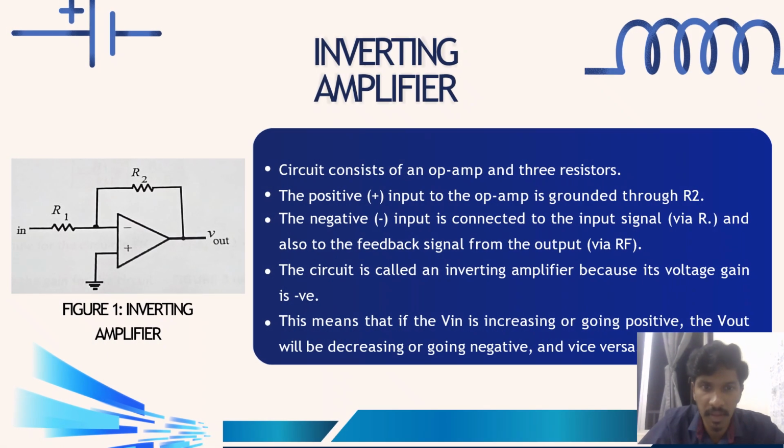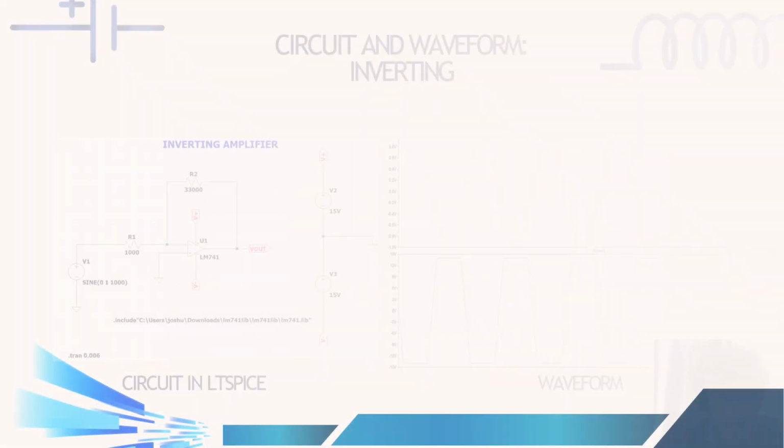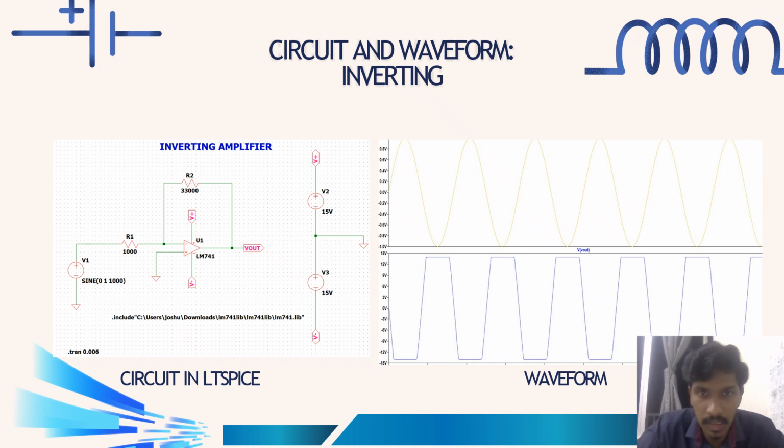An inverting amplifier is an operational amplifier circuit where the input signal is fed through the resistor into the inverting terminal and the non-inverting terminal. So this is the circuit and the waveform of the inverting amplifier. Now we will go into the simulation.